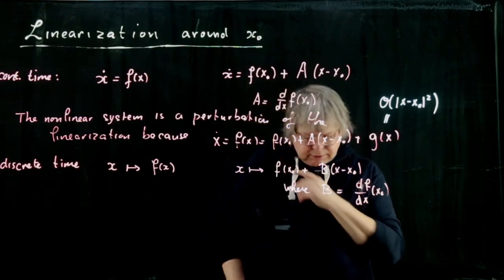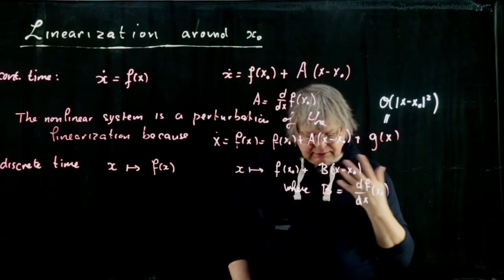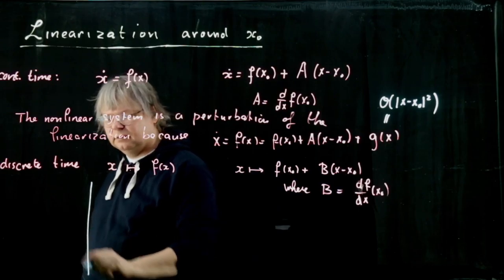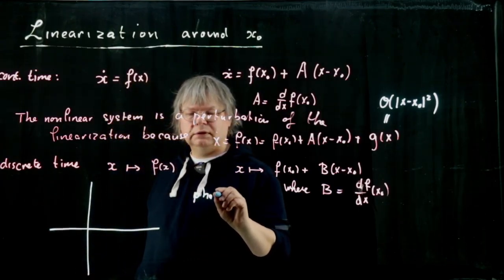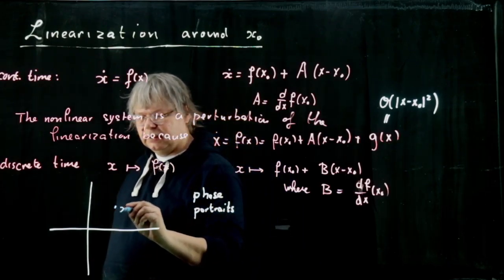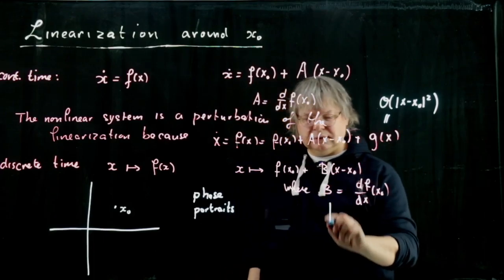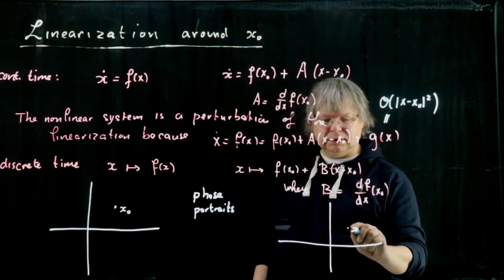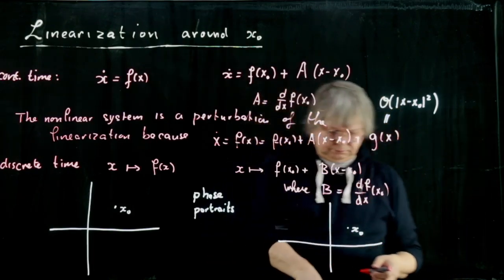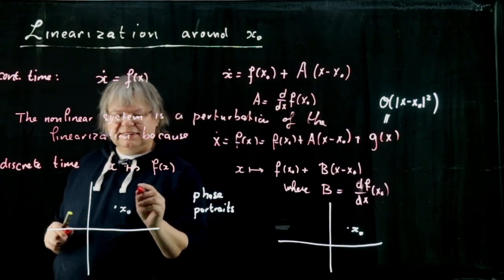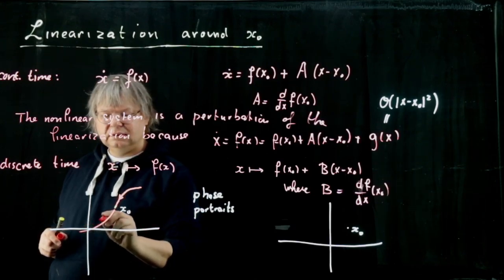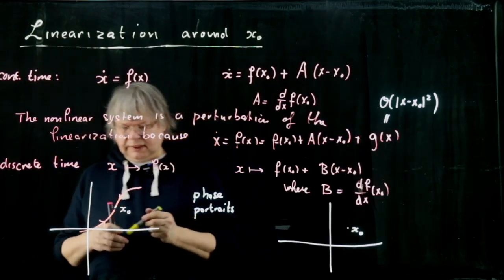Okay, so if we describe the phase portraits of the nonlinear versus the linear system, it's going to look a little bit like this. So now we do the phase portrait. And let's say here is this point x0, and in the linear case, the x0 is here as well. But the difference is that over here, let's say this is a saddle. That means that in one direction, it attracts points, and in the other directions, it repels points.